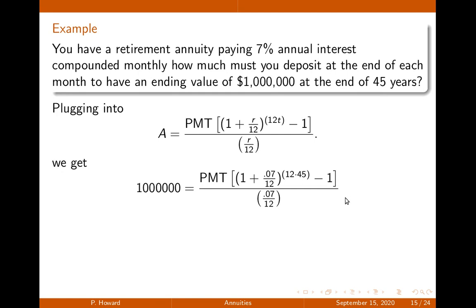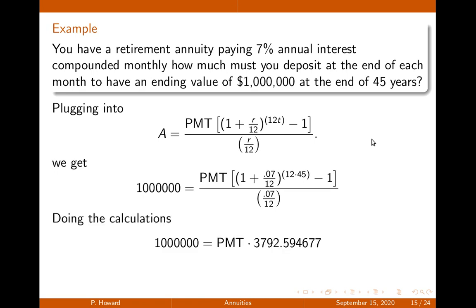And now I'm going to do the calculations. I'm going to leave the 1 million sitting here, and I'm going to calculate this number on the right-hand side of the equation that's multiplied by PMT. So I did that, and what I got was 3,792.594677. I don't want to do any rounding off at this point. At the very end, I will round off to the nearest cent. But it's best to wait till the end to do any rounding.